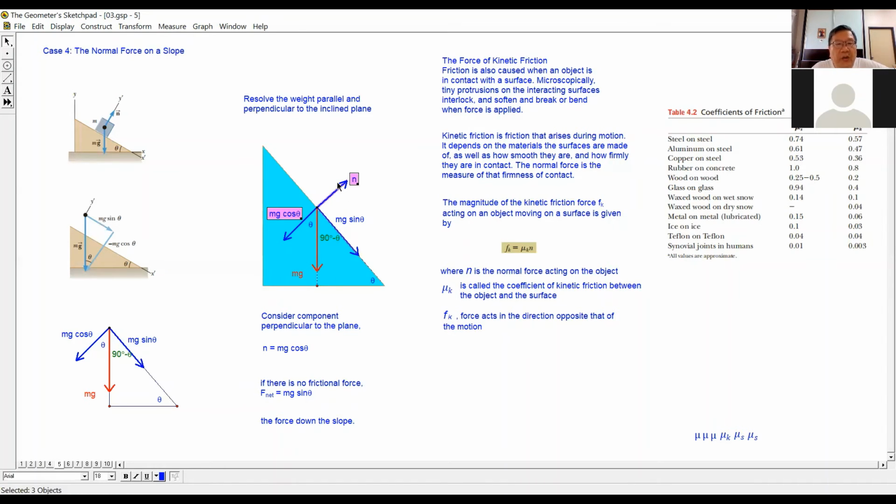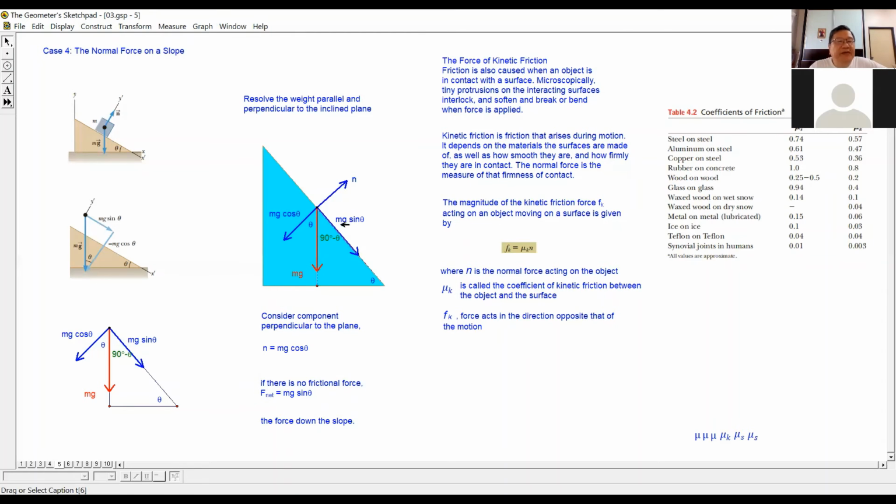So when we look at the component that is perpendicular to the slope, one component is N, another component is mg cos theta. So these two forces balance one another, right? When they balance one another, we say that the normal reaction is equal to mg cos theta.